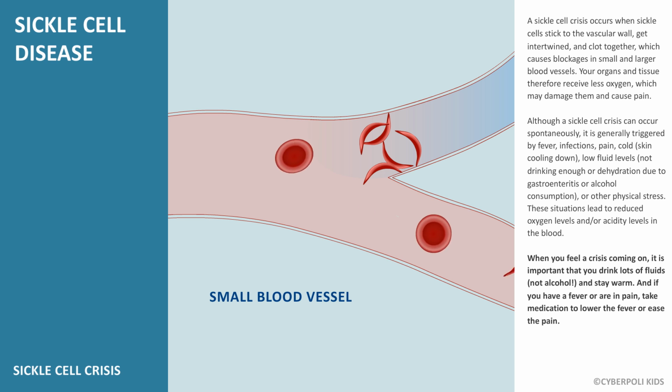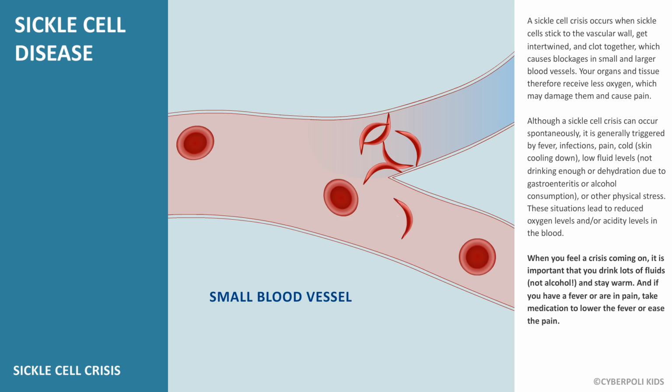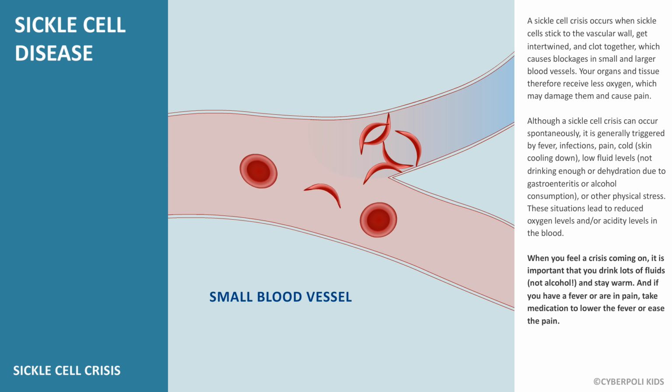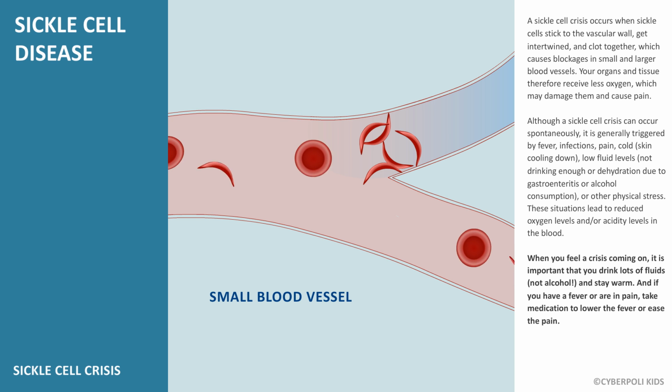Although a sickle cell crisis can occur spontaneously, it is generally triggered by fever, infections, pain, cold, skin cooling down, low fluid levels, not drinking enough, or dehydration due to gastroenteritis or alcohol consumption, or other physical stress. These situations lead to reduced oxygen levels and/or acidity levels in the blood.